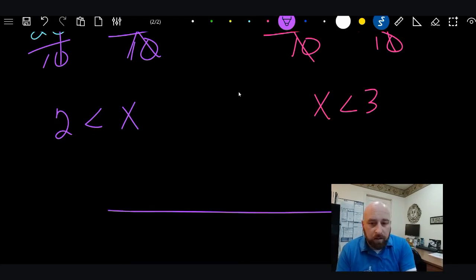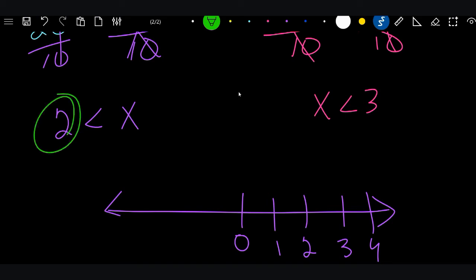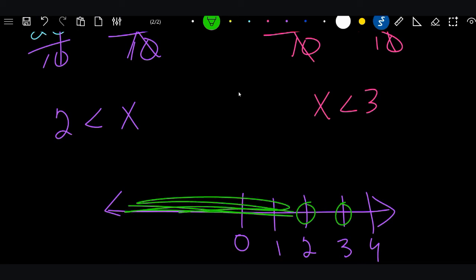So let's put our line here, and we'll put 0, 1, 2, 3, and 4. That's really all we need. Because both of these are not equal to, we're going to graph our critical numbers. So let's put a circle on 2, and a circle on 3. Now remember, you have to test points that are over here, in the middle, and over here.